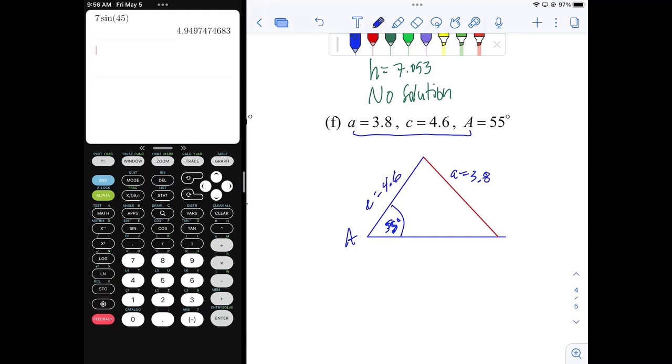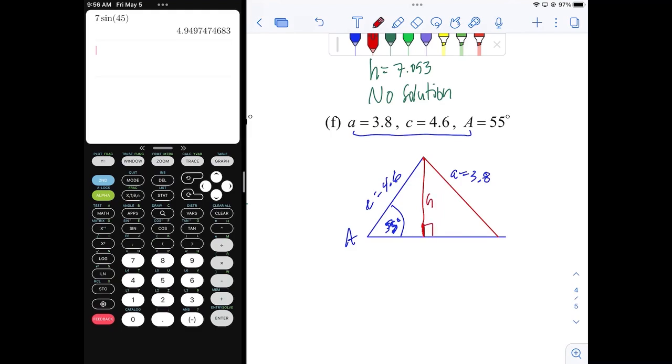So what do you think? Is 3.8 long enough to reach? Barely? Did you already calculate it? It's hard just to look at it and say yes, because it could be that it's just a little too short. It could be that 3.8 lands right there. We'll have to calculate the altitude again, won't we?